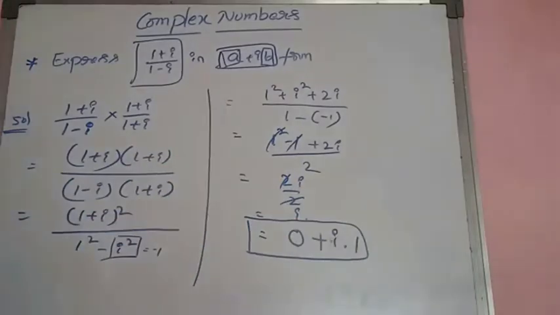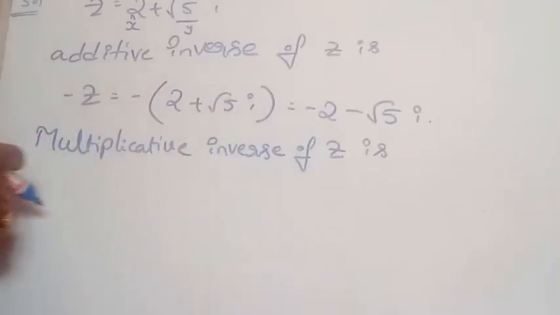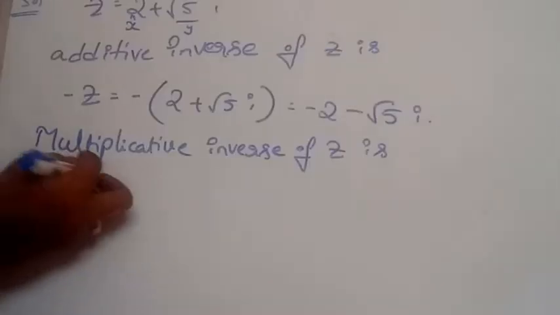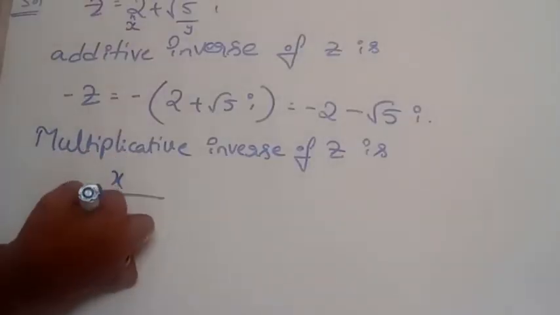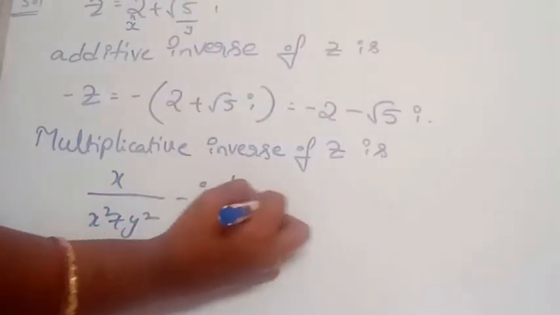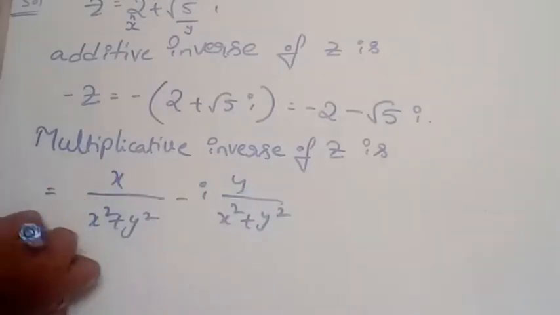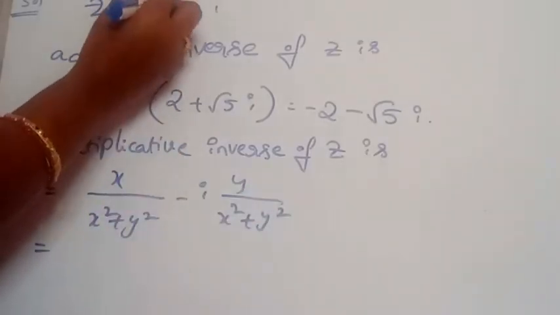So the multiplicative inverse of z: we use the direct formula for the multiplicative inverse, that is x by (x square plus y square) minus i into y by (x square plus y square). Here x is 2 and y is root 5.